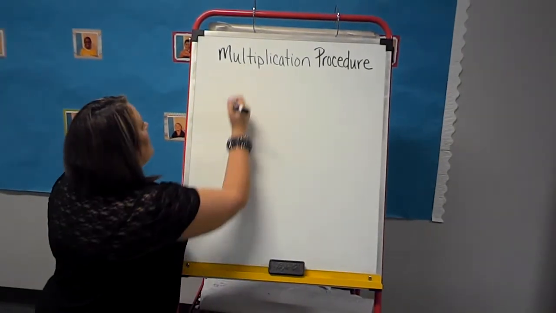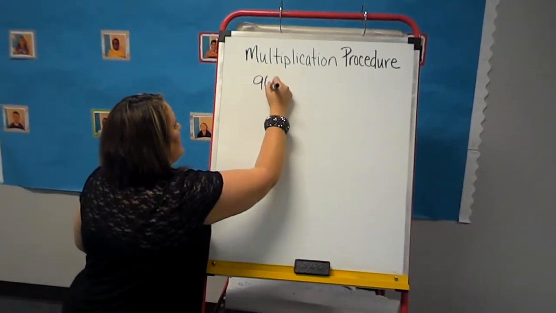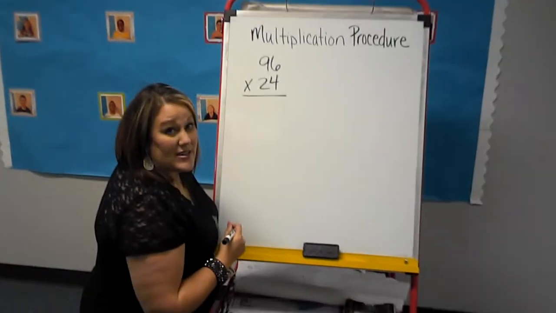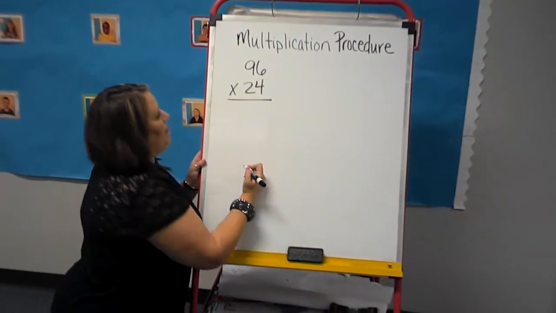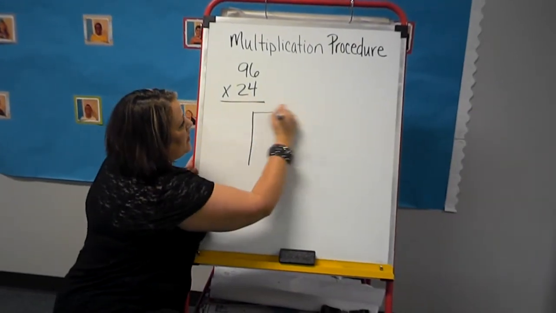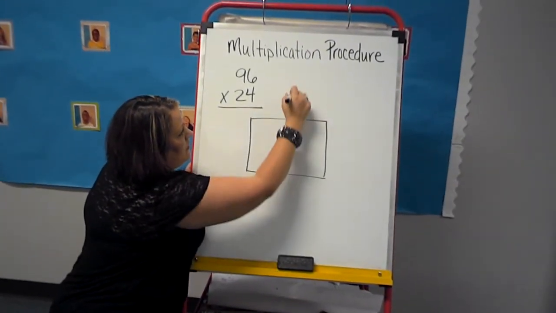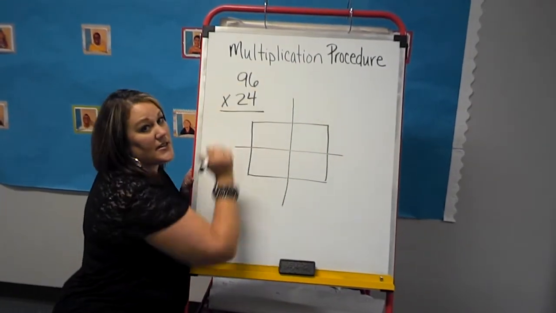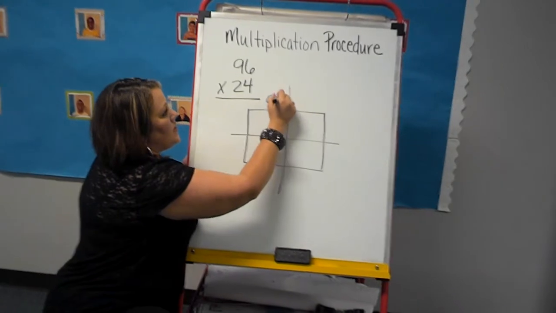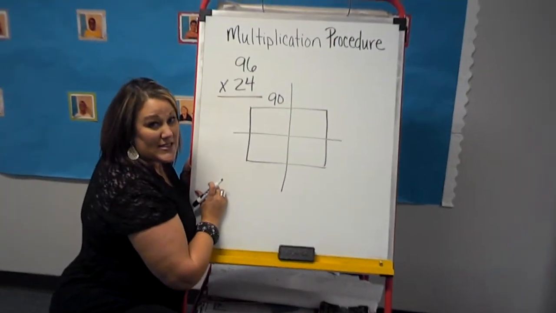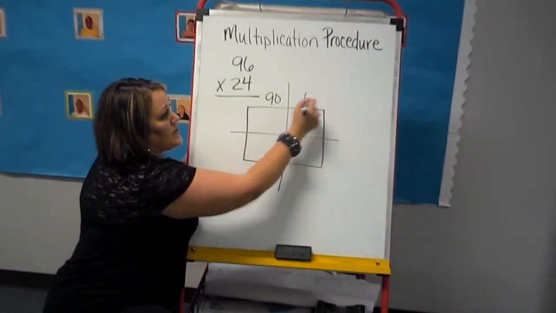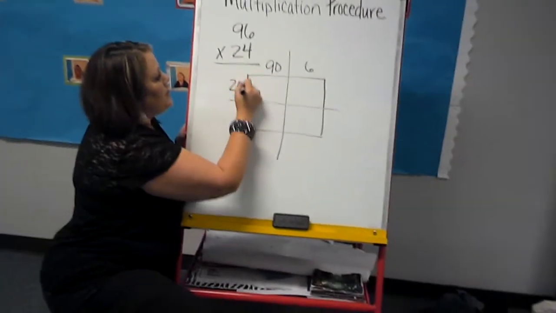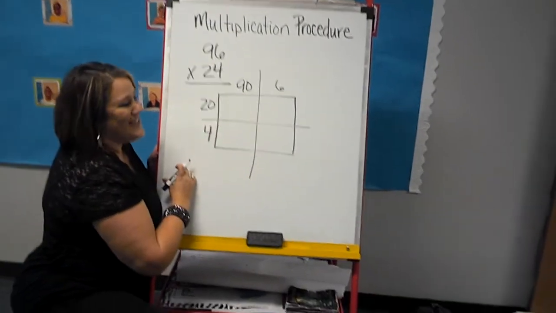Okay, now we have 96 times 24. Okay, we're going to do the exact same thing. We're going to make our window, and we're going to divide it into 4. Okay, we take our 96 and break out the tens. So we have 9 tens, which makes 90, and we have 6 ones. Then we're going to do the same thing with 24. So we have 2 tens and 4 ones.